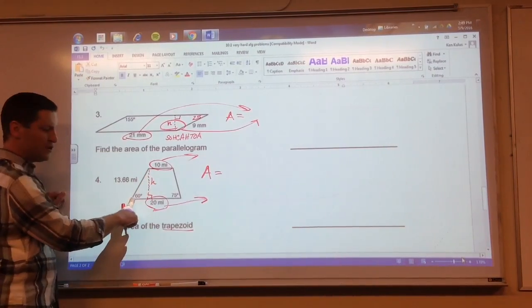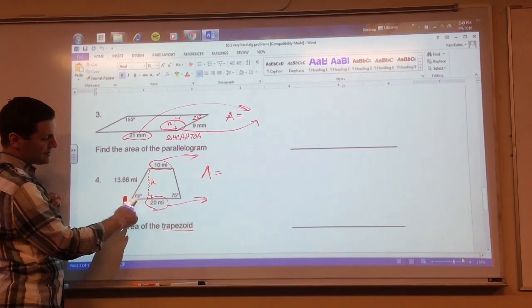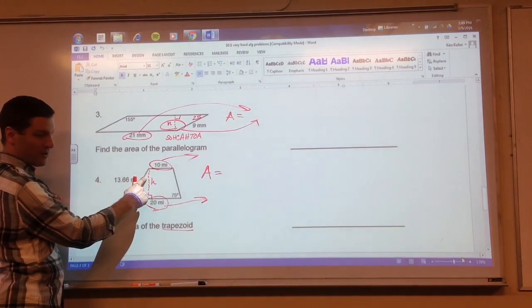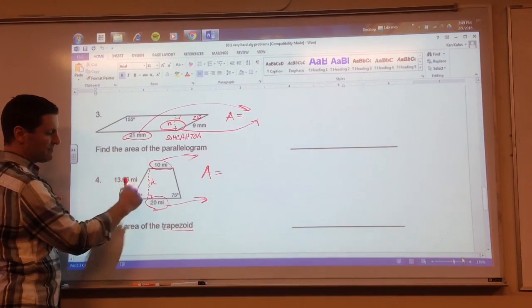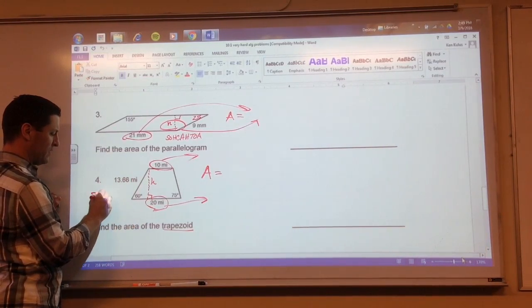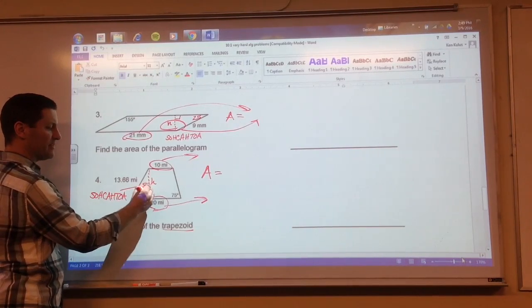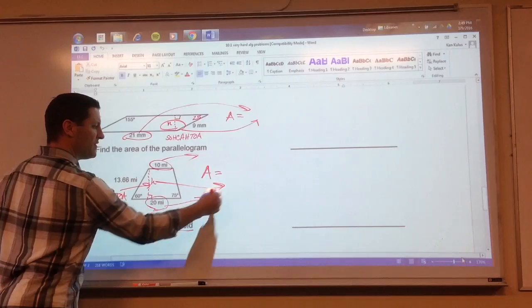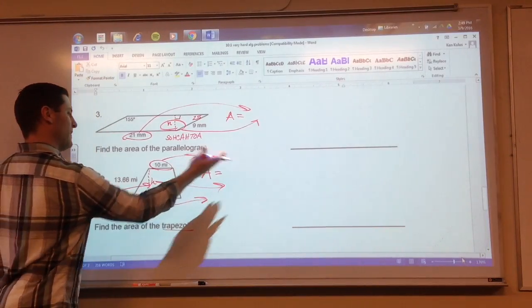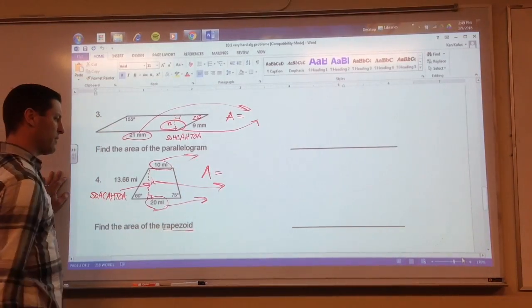Now in this problem, I could use 30, 60, 90 if I wanted, because I noticed a 60-degree angle there, 90, it's got to be 30 up there. But because this is a decimal, I would probably, again, go SOHCAHTOA to find how tall it is. And I'm using all of these numbers over here on that formula to come up with the area of the trapezoid.